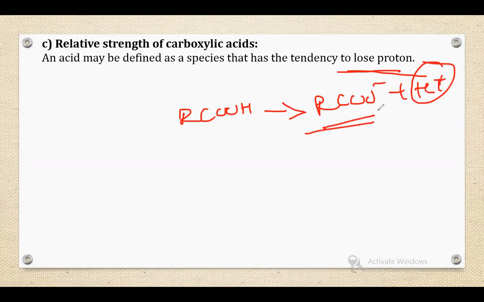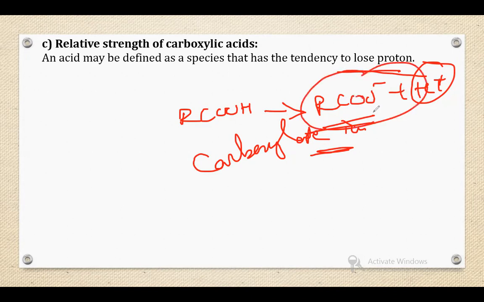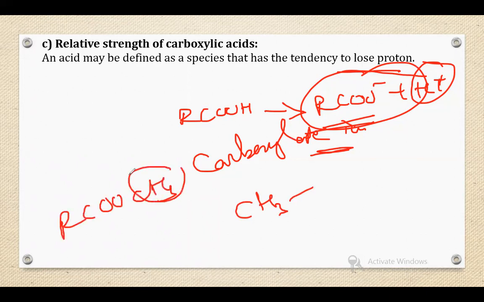RCOO minus is called the carboxylate ion. Acid strength depends on the stability of this carboxylate ion. The stability of the carboxylate ion decreases with an electron releasing group, for example a methyl group. RCOOCH3, the methyl group, is an electron donating group, so it is not withdrawing electrons. The electron pair shifts onto the carboxylate ion, then the stability decreases and the acid strength decreases.